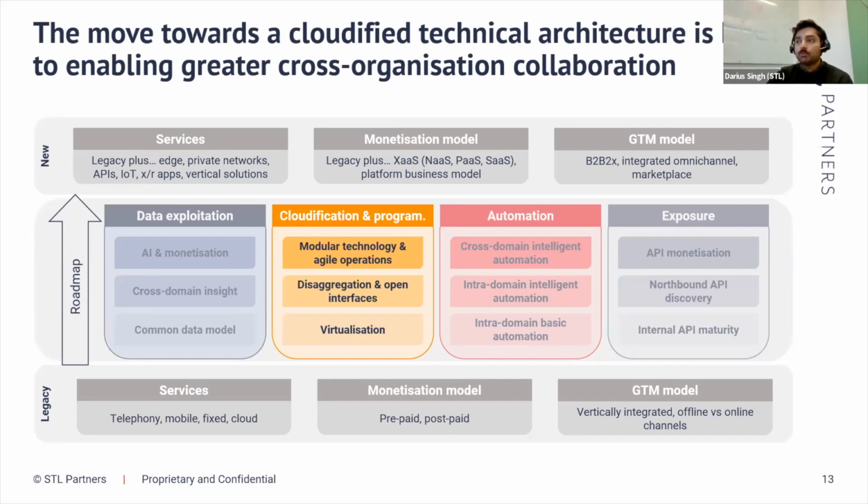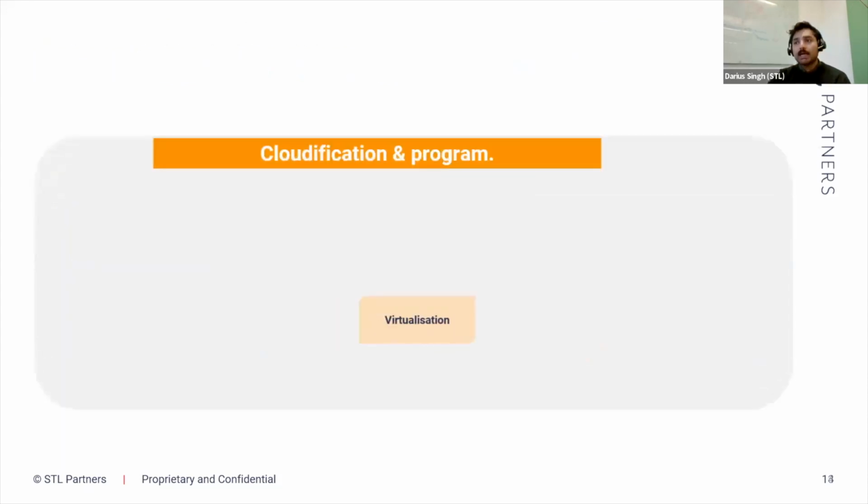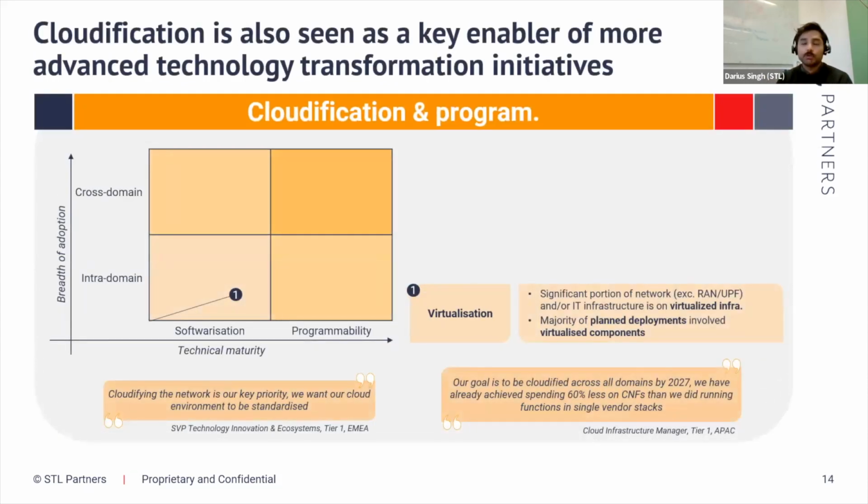The next bucket that we looked into was cloud and cloudification and programmability. And similar to data exploitation, we've got the 2x2 here, where on the y-axis we've got intra-domain versus cross-domain. But in terms of technical maturity, here we're looking at how softwareized is the network versus how programmable is the network. And when we talk about programmability, we're very much thinking about the flexibility in the network, kind of the software skills. So not just is the network virtualized, but am I managing the network in a software-driven culture? And have I moved more towards this idea of flexible, cloud native, etc.